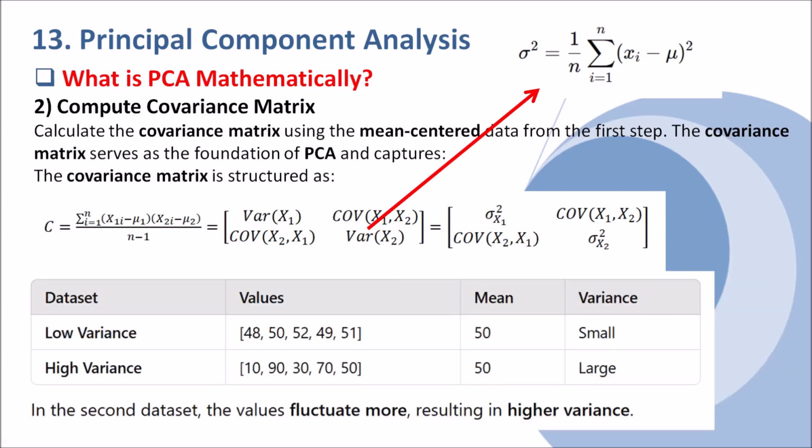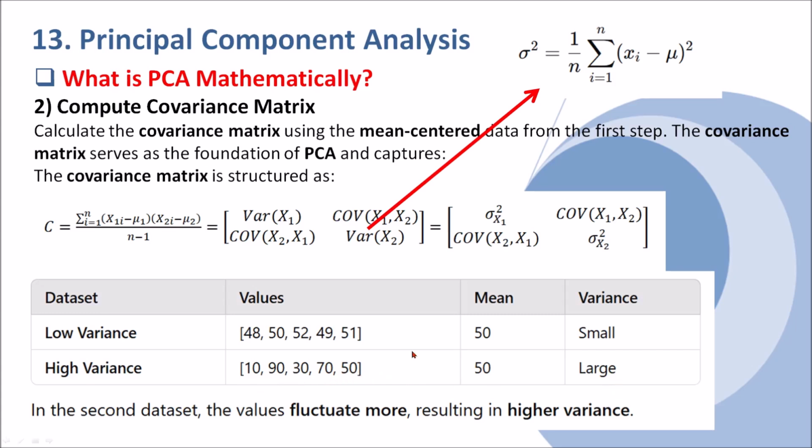Okay, let's see a very simple example. Let's say we have a list with 5 elements. The minimum value is 48, maximum value is 51. Then we have a second list here. Minimum value is 10 and the maximum value is 90. In both cases, the mean is the same, namely 50. However, in terms of variances, the first list has small variance, the second list has large variance.